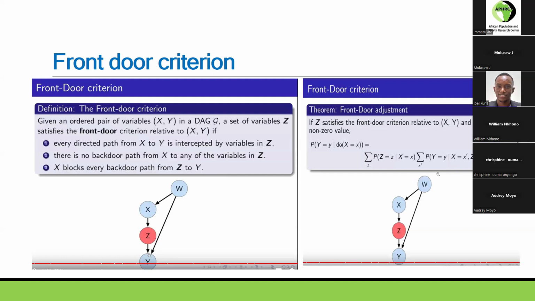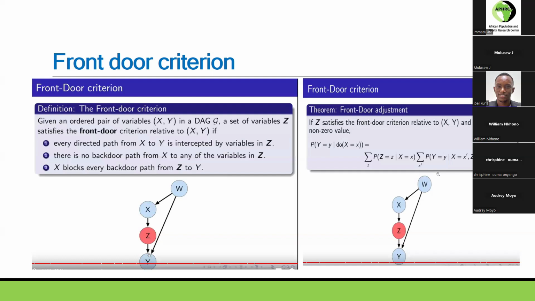If Z completely mediates between X and Y, that means all causal paths go through Z. So there is no unblocked path from X to Y that bypasses Z. And also all backdoor paths from Z to Y are closed. Therefore, given the ordered pair of variables that we have, X and Y, just read this assumption.